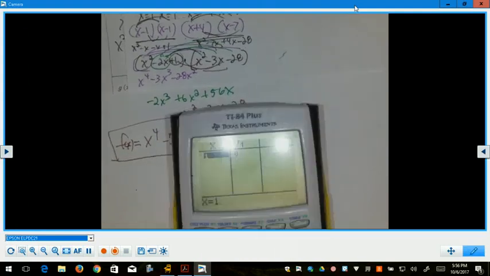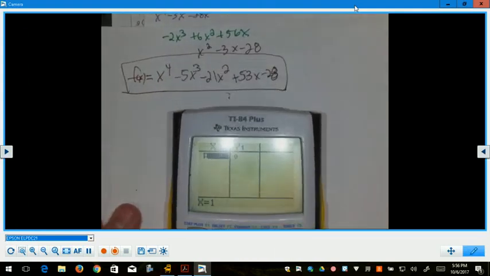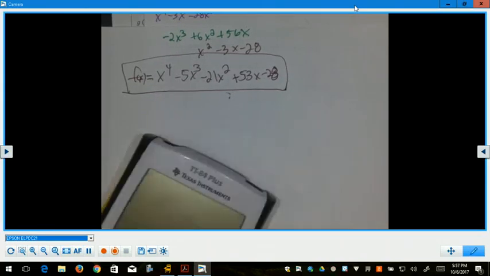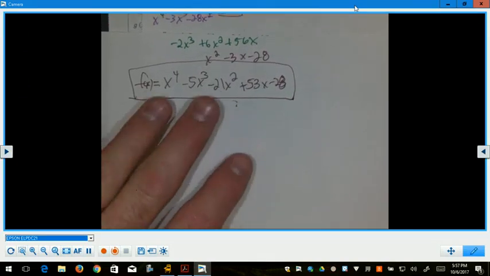So when I plug in 1, I should get 0, and I do. And when I plug in negative 4 and 7, I should also get 0. And I do for all of them. So I know it worked because those are the zeros, and they give me 0 when I plug them in.